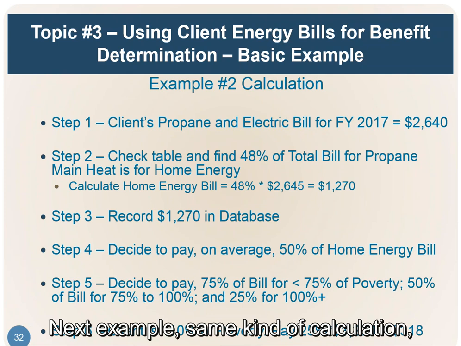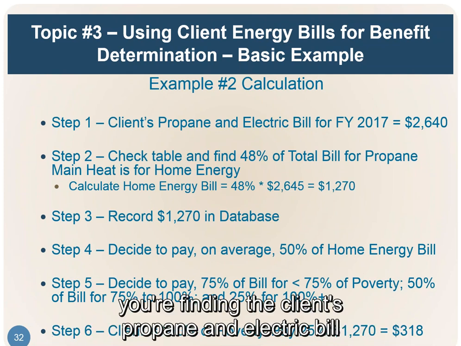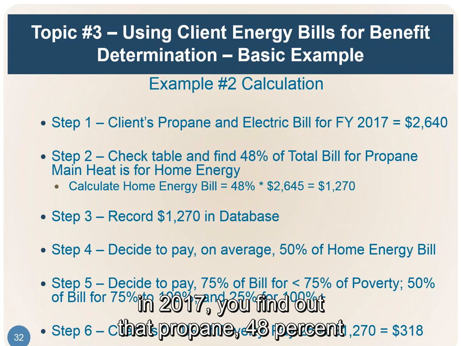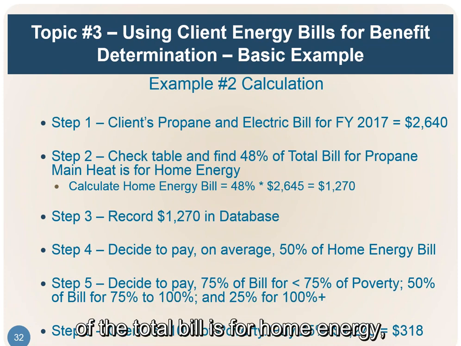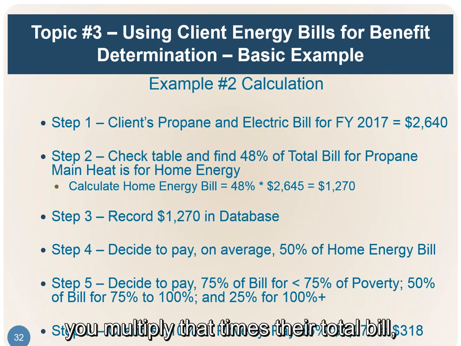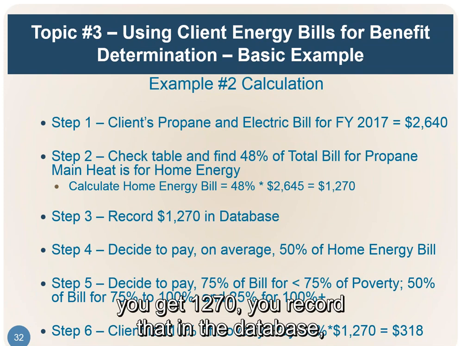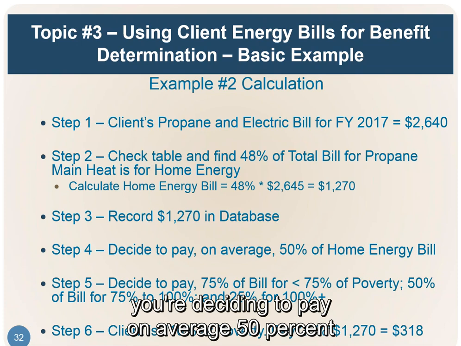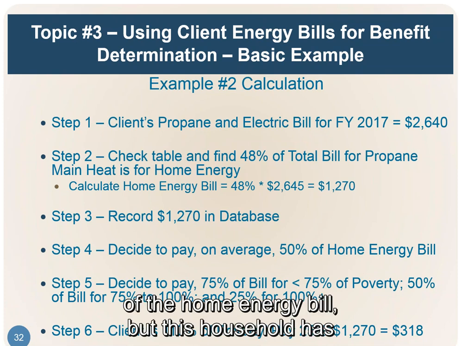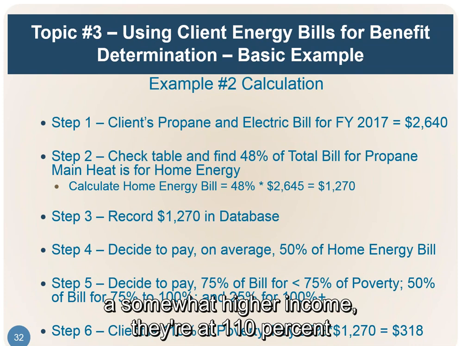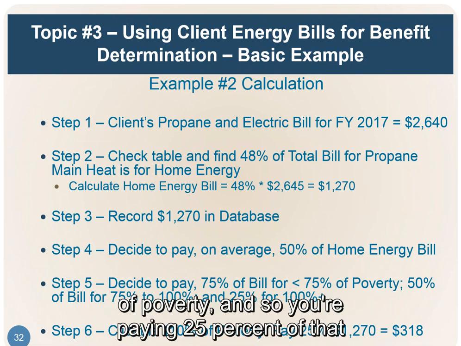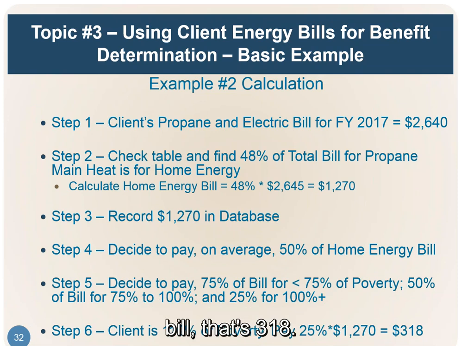Next example, same kind of calculation. You're finding the client's propane and electric bill in 2017. You find out that for propane, 48% of the total bill is for home energy. You multiply that times their total bill. You get $1,270. You record that in the database. You're deciding to pay on average 50% of the home energy bill. But this household has a somewhat higher income. They're at 110% of poverty. And so you're paying 25% of that bill. That's $318.